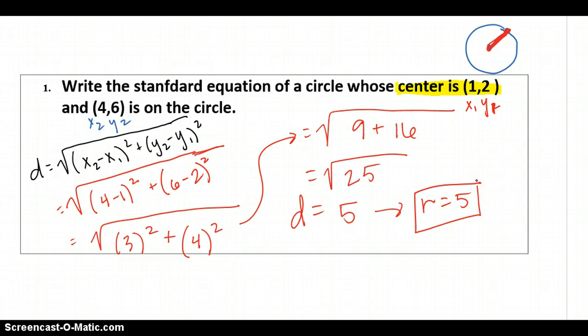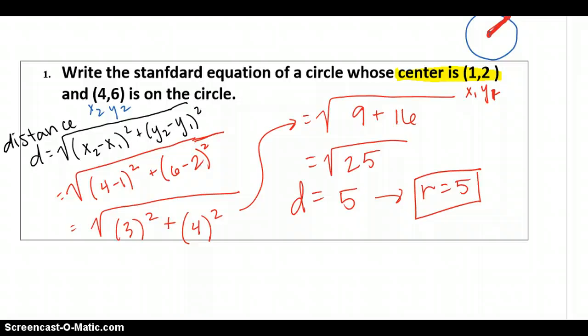If you were given a graph, you could just count the radius, right? Since we didn't have a graph, we had to calculate it using that distance formula. I thought the diameter was radius times 2. It is, you're right. That d represents distance, not diameter. This is the distance formula between two points on a graph. That's a good distinction. This is the distance, not the diameter. Here the diameter would be 10, 5 times 2.